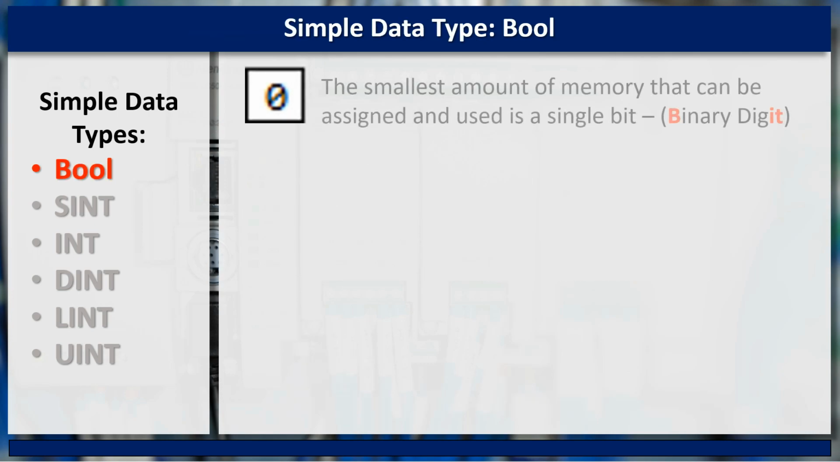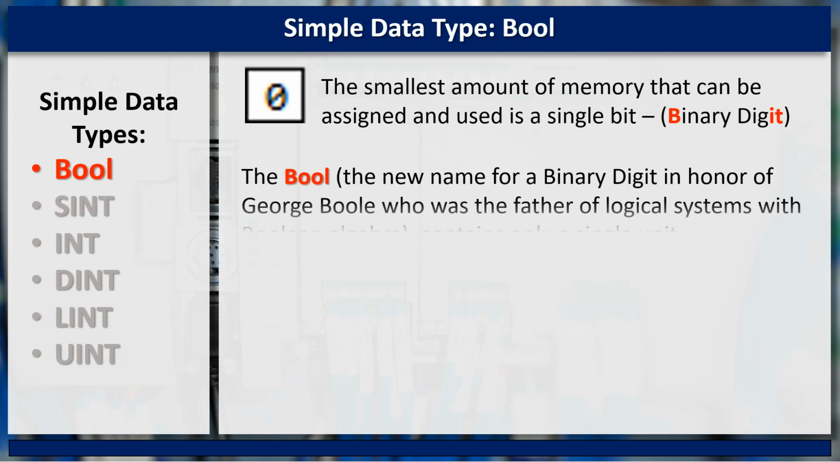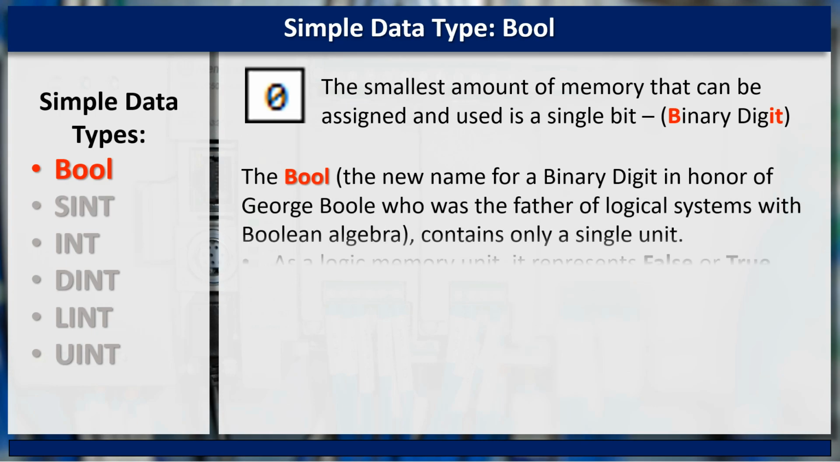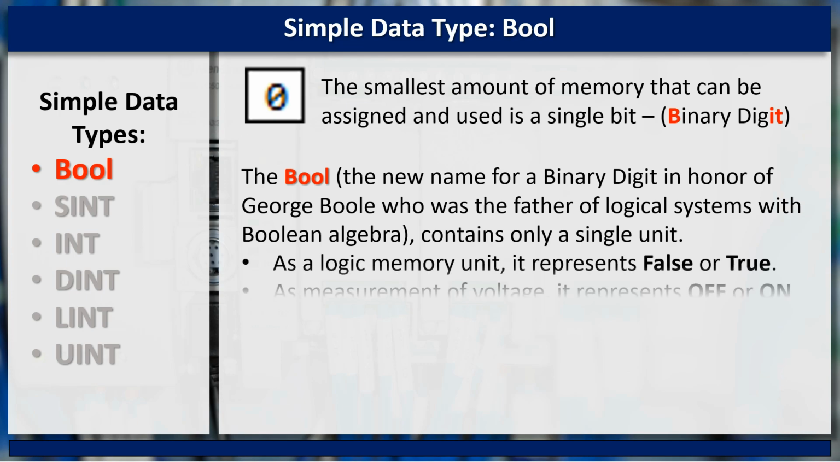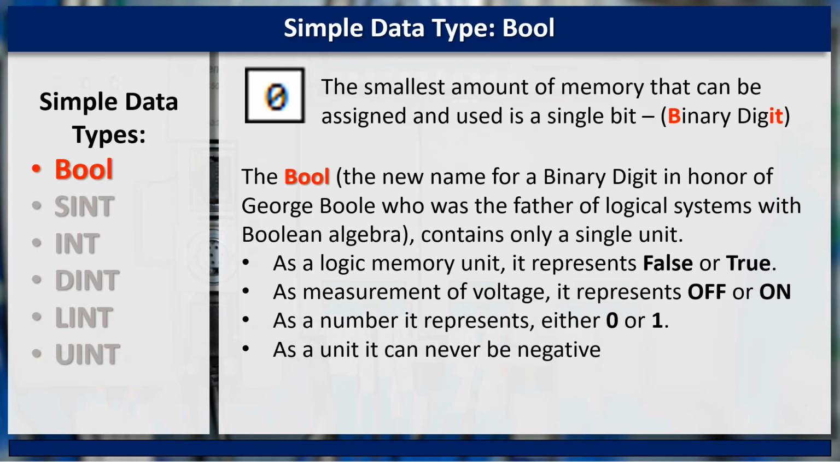The smallest amount of memory that can be assigned and used is a single bit, which comes from a contraction of binary digit. The bool, the new name for a binary digit in honor of George Boole, who was the father of logical systems with Boolean algebra, contains only a single unit. As a logic memory unit, it represents false or true. As a measurement of voltage, it represents off or on. As a number, it represents either 0 or 1. As a unit, however, it can never be negative.